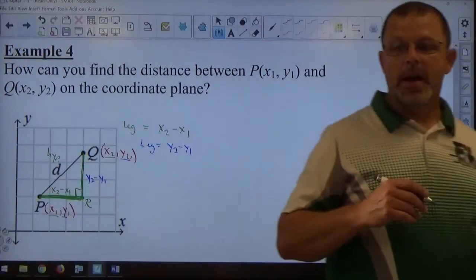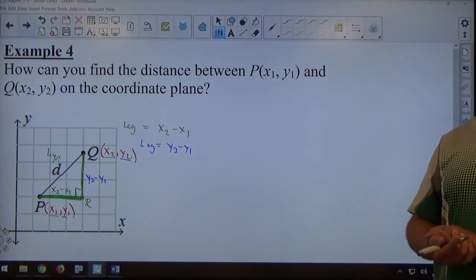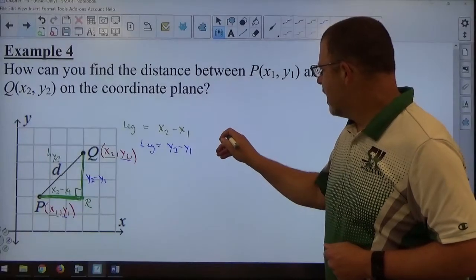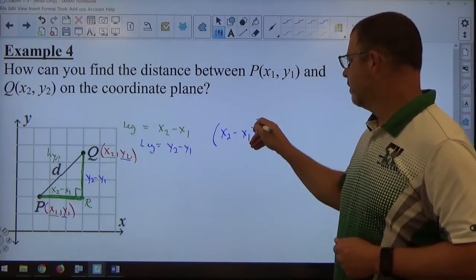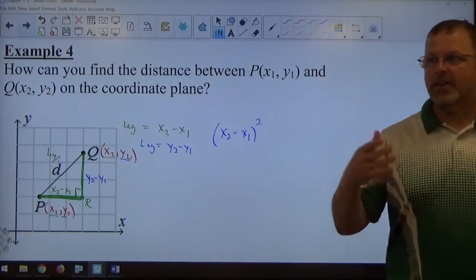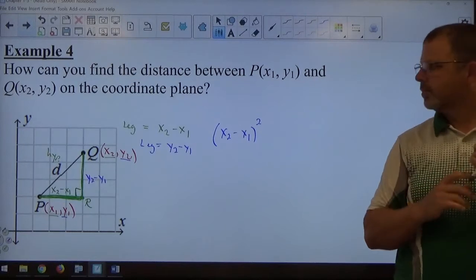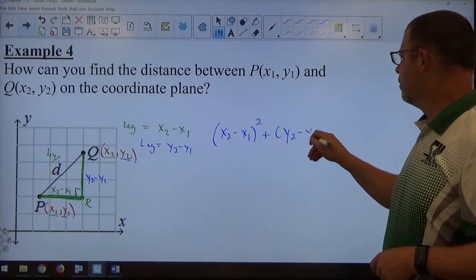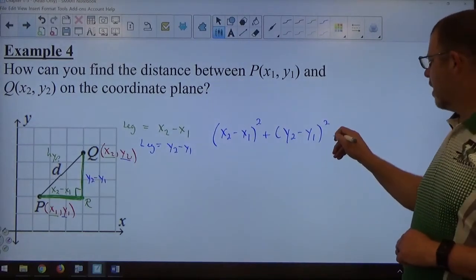All right. And they want us to write a formula here to represent how long D is. So here's how it goes. I'm going to say (x sub 2 minus x sub 1) squared. Now, since x sub 2 minus x sub 1 is a binomial, I have to put it in parentheses, treat it as one object. And I'm going to have plus (y sub 2 minus y sub 1) squared, other leg squared, equals hypotenuse squared.